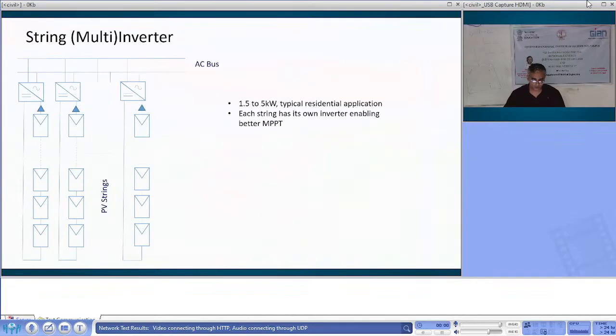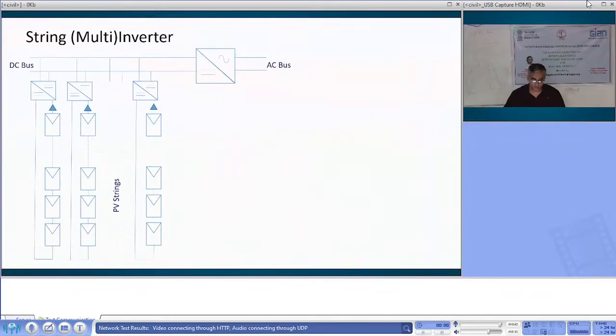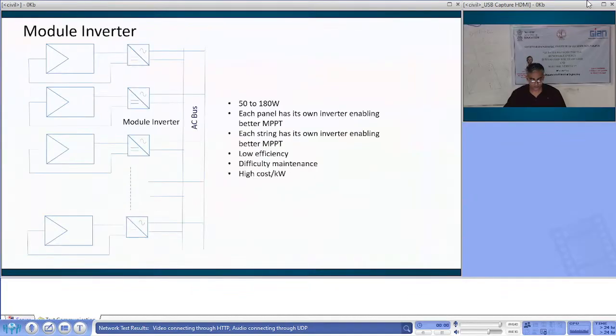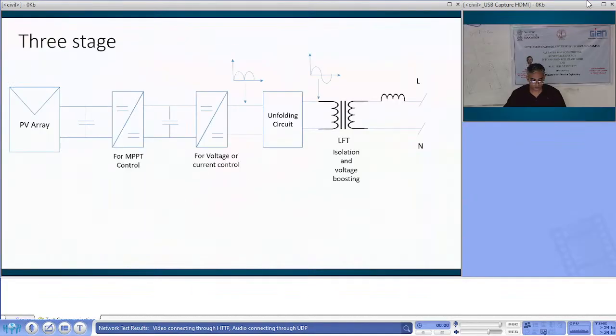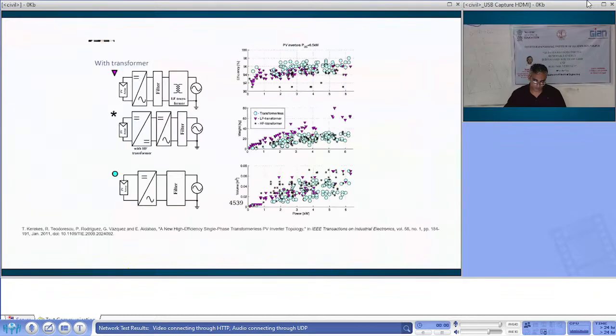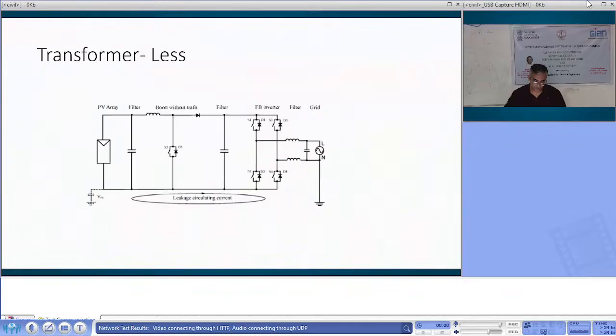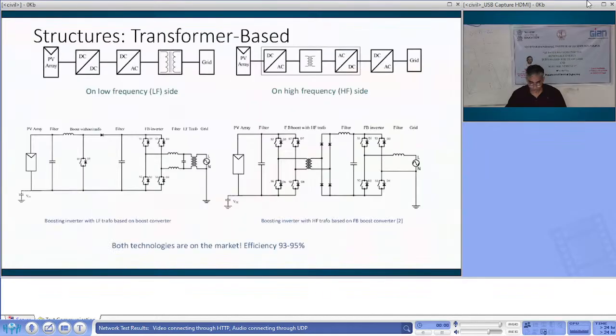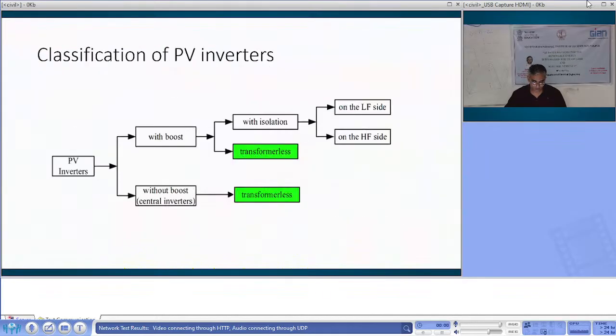So okay, so electrolytic capacitor, coupling, DC-link capacitor. Okay, so this is what we discussed already. That was also in this presentation. So we have transformer-less inverter with boost or without boost.